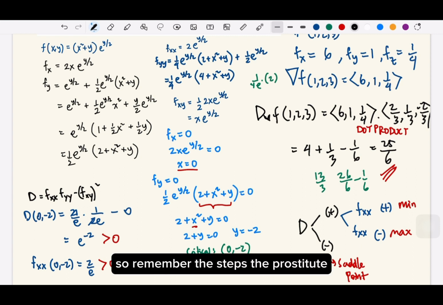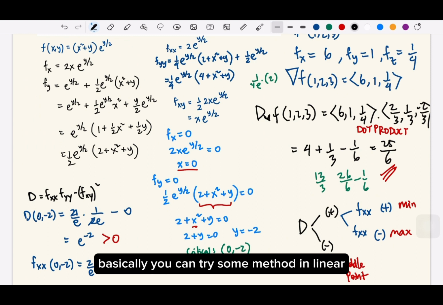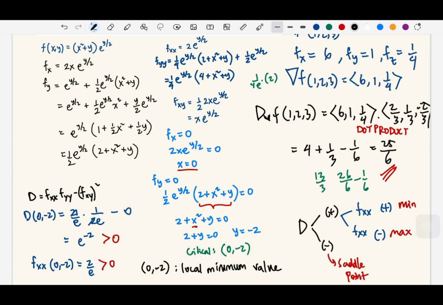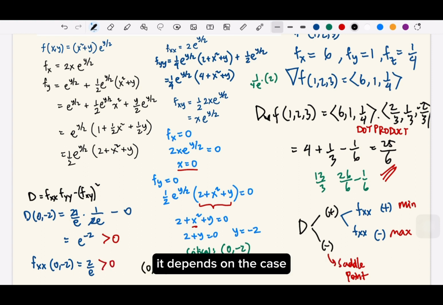So remember the steps, the procedure. First is finding the critical points. How to find the critical point? From the partial x and partial y equal to 0. And then solve the system of equations. You can substitute, basically you can try some method in linear equations, like substitute this x from here, you can get to this point. And sometimes maybe more than 1 point, maybe 2 points or maybe 3 points. It depends on the case. For this case, it's exactly 1 point that we need to find and determine.